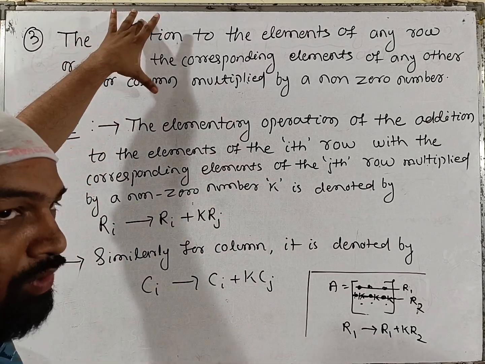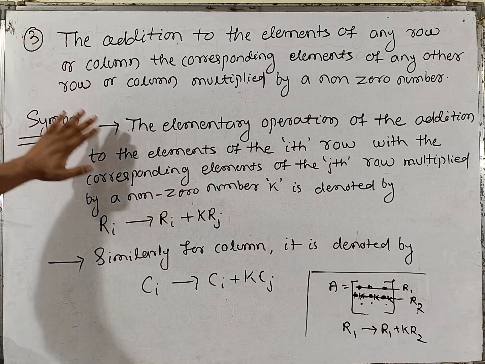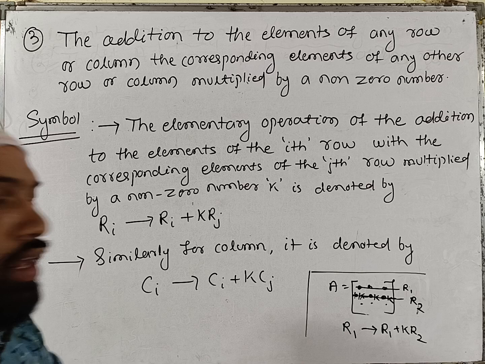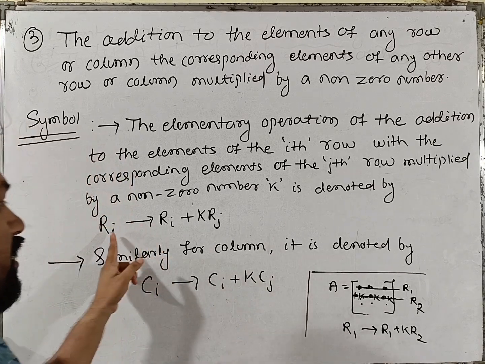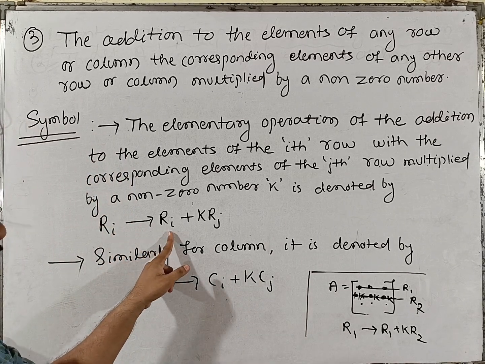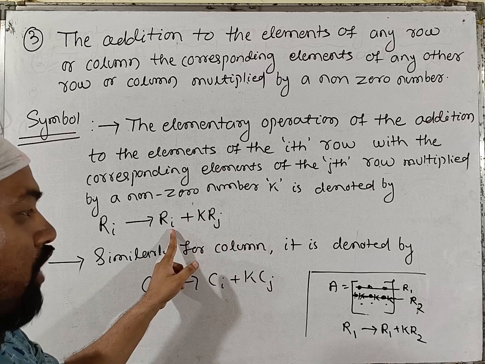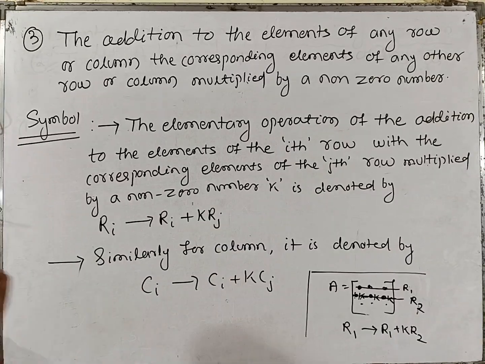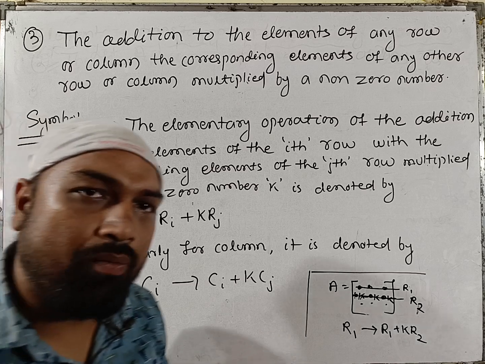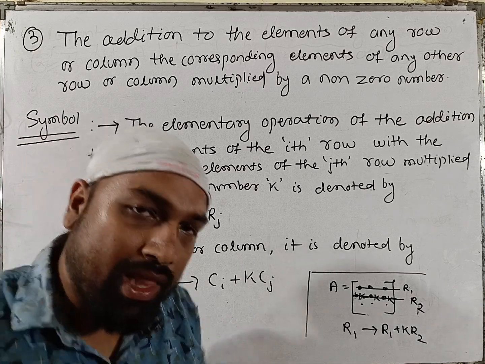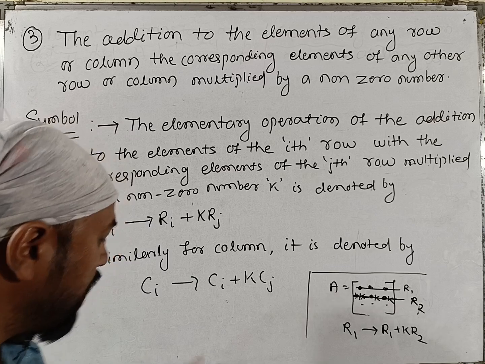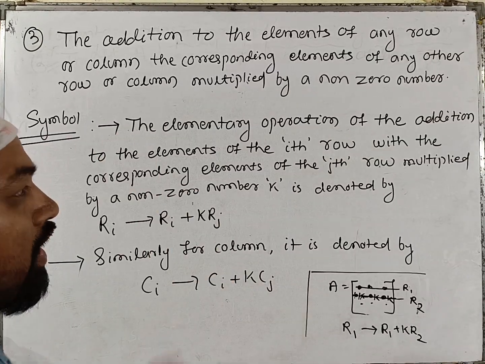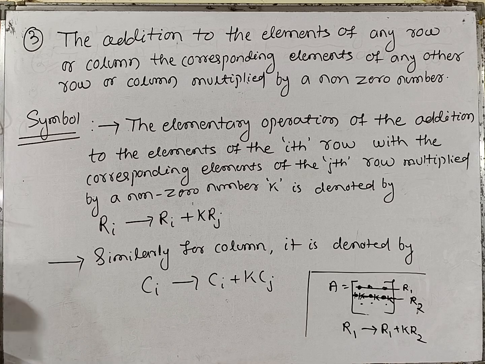Again, this type 3 operation has 2 cases. The first one is the row case, and similarly there is a column case. If you are replacing a row, then it is denoted by Ri is replaced by Ri plus k Rj, because Ri and Rj are 2 different rows of the given matrix. Similarly, if you are replacing a column by using the help of another column, then it is denoted by Ci is replaced by Ci plus k Cj. And let us take an example based upon this type 3 operation.